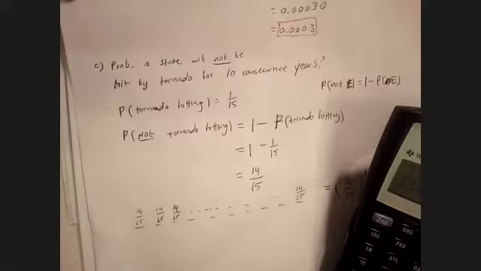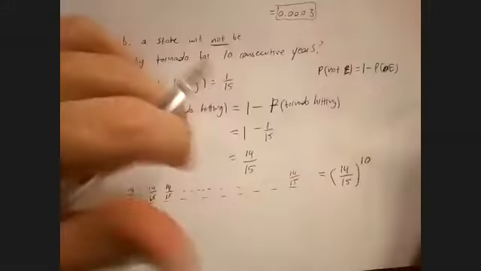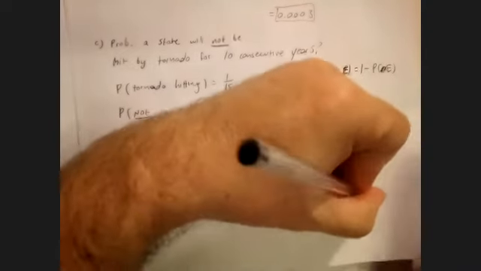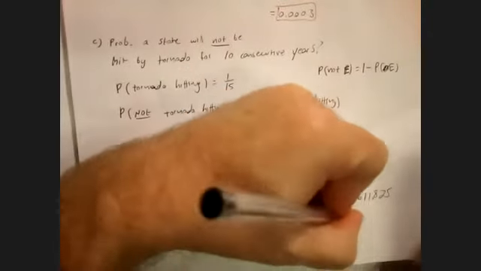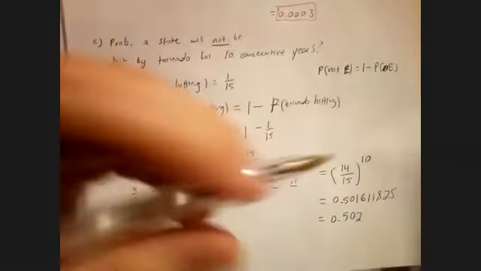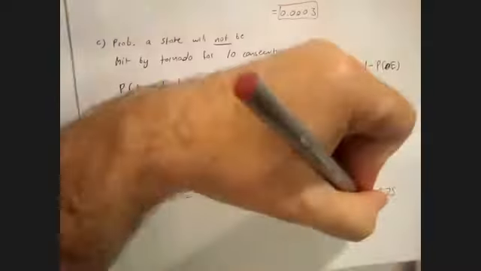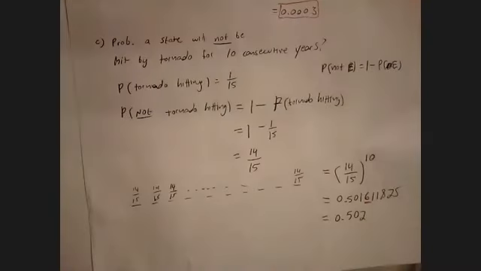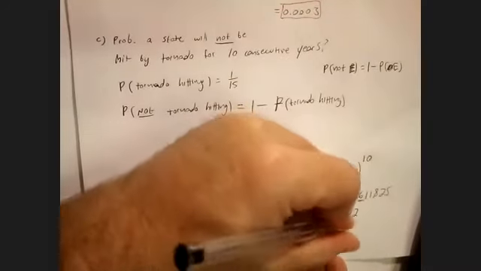The problem wants us to round to 3 decimal places. So I got 0.501611825, so 0.502, because this 6 has to be rounded up, affecting the 1 to make it round up. Okay.